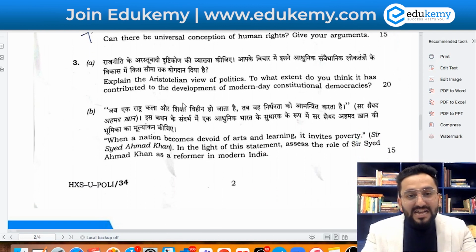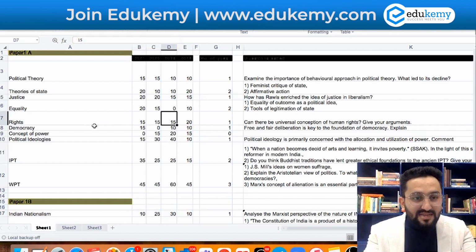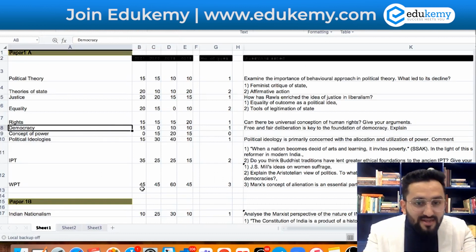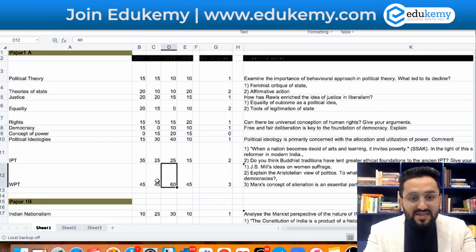Then you have explained the Aristotelian view of politics. To what extent do you think it has contributed to the development of modern day constitutional democracies? So the Western political thought, the weightage sabse zyada raha hai paper 1 section A mein, or again this year also, take a look. This is WPT. So 45, 60, 45, 45. Toh aapko nahi lag raha ki extended framework hame yahan par dekh raha hai?